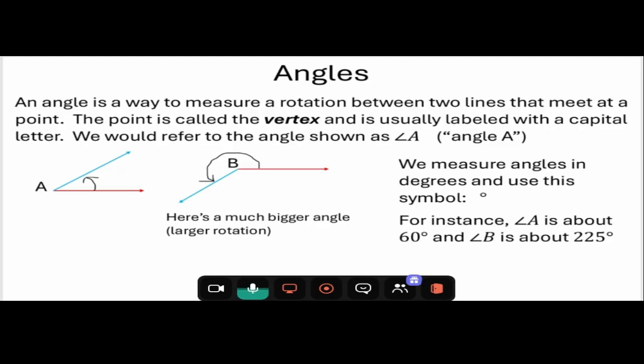We use degrees to measure angles, which most people are familiar with because we talk about angles in a lot of different ways. Maybe not angles like 60 degrees, but lots about angles like 90 degrees and 180 degrees in our everyday life. So we use the degree symbol. If I were to estimate roughly what those angles are, that angle A there is about 60 degrees, maybe. Angle B, we would say, is about 225. Now, where did I come up with those numbers?